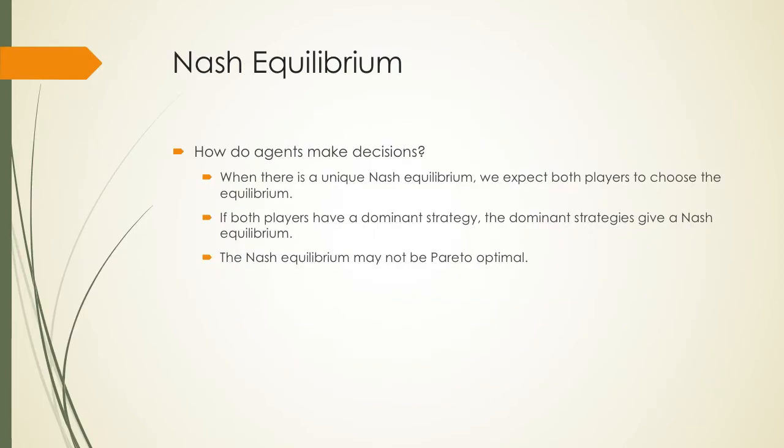We can extract some of the reasoning from the advertising example to general principles about how decisions are made. When there is a unique Nash equilibrium, we expect both players to choose the equilibrium. That is, we can predict what decision will be made. If both players have a dominant strategy, the dominant strategies give us a Nash equilibrium. Finally, the Nash equilibrium may not be Pareto optimal. In other words, game theory allows us to see how the market system may not lead to outcomes that are best for all.